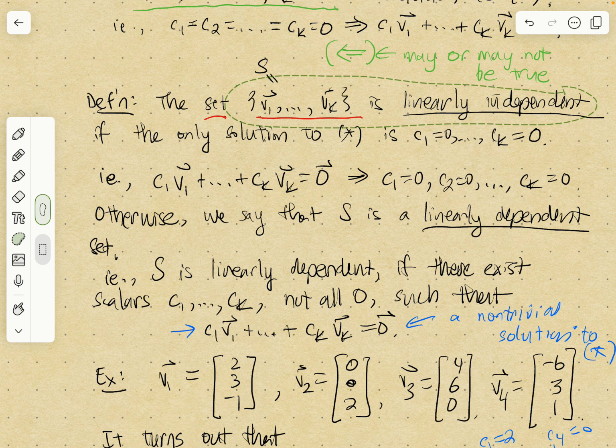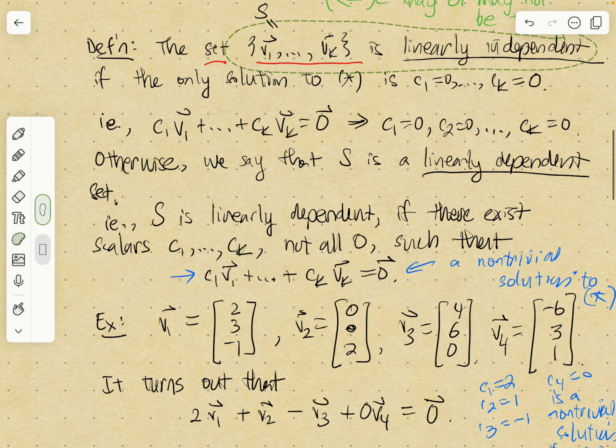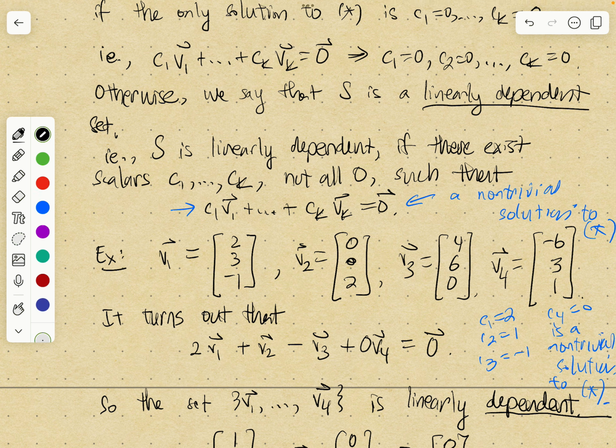But if someone says v1, v2, and v3 are linearly dependent, they're not saying v1 is dependent, v2 is dependent, v3 is dependent. That doesn't make any sense. It's the collection of vectors. It's the fact that you have this relationship among the vectors. In this example, 2v1 plus 1v2 minus v3 plus 0v4 is the zero vector. That describes the collection v1, v2, v3, v4.